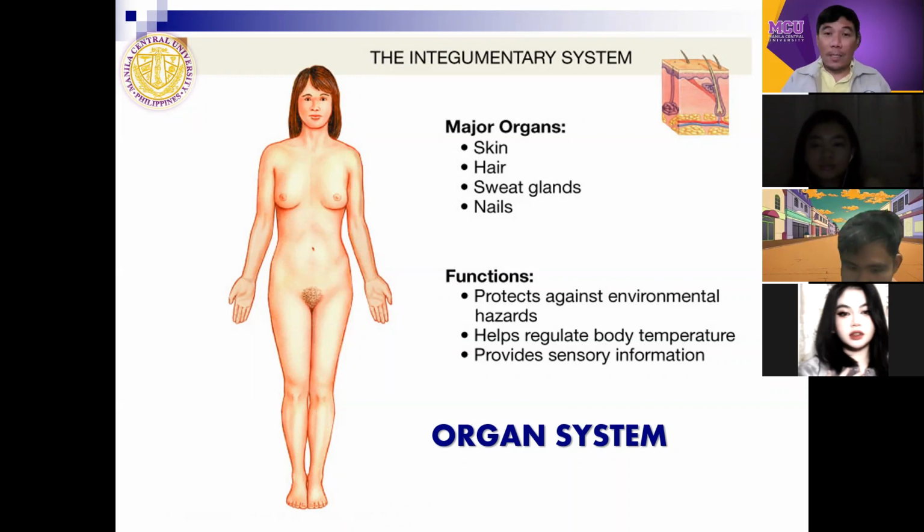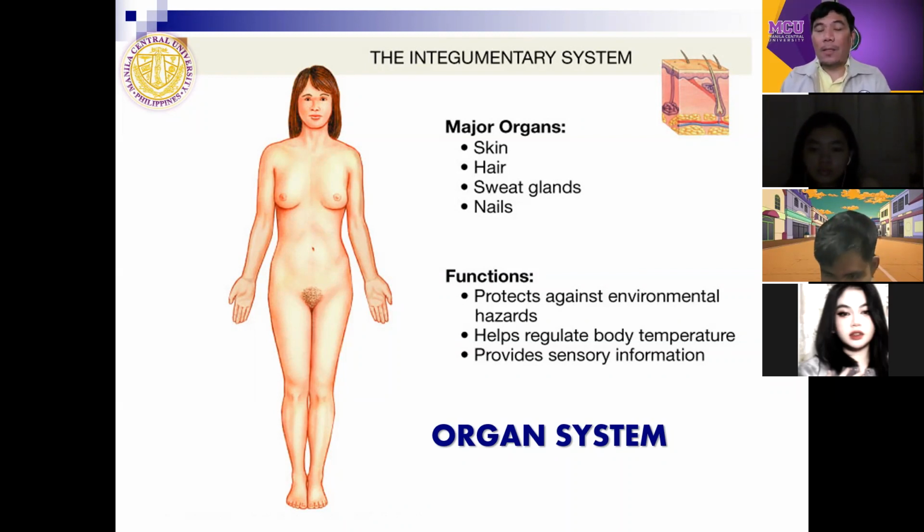Because the skin is composed of the hair, and the hair is very significant when it comes to the removal of waste products from the skin, right? It's very important. The sweat glands are very important because the sweat produced by the glands is very necessary to protect from infection and for the removal of waste products.